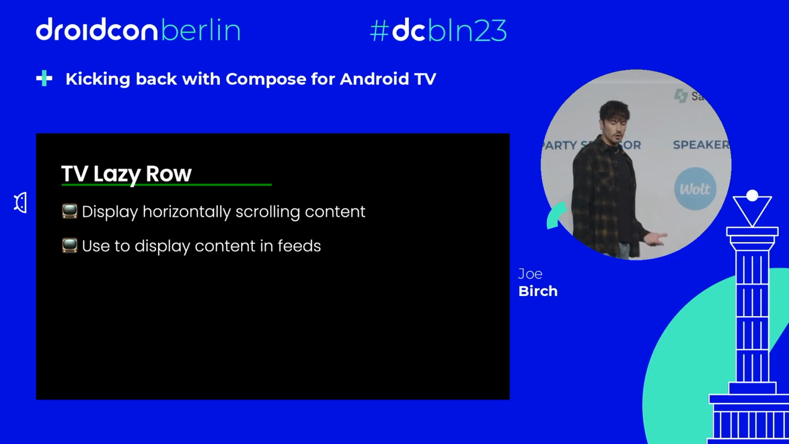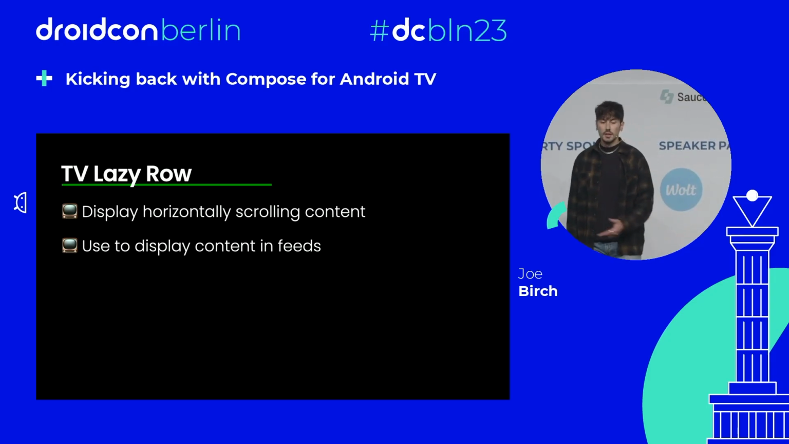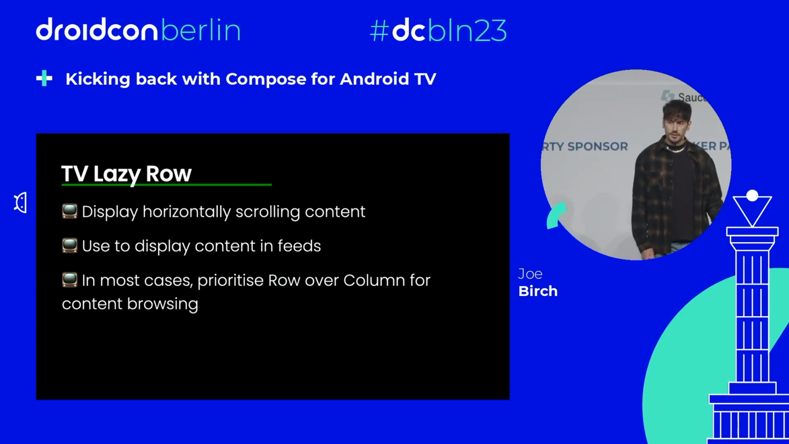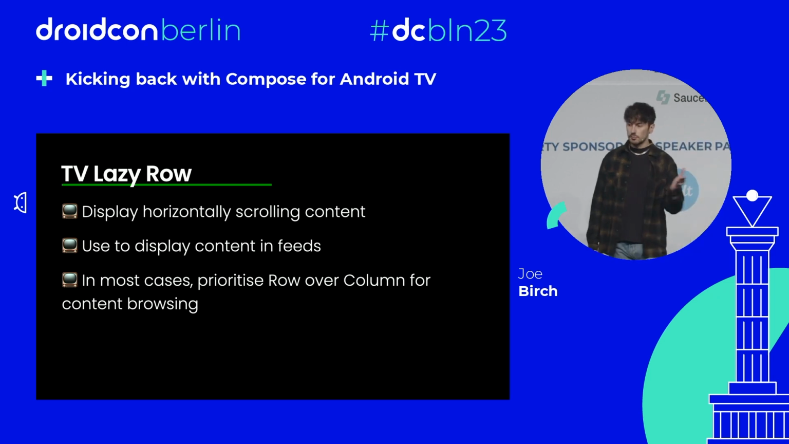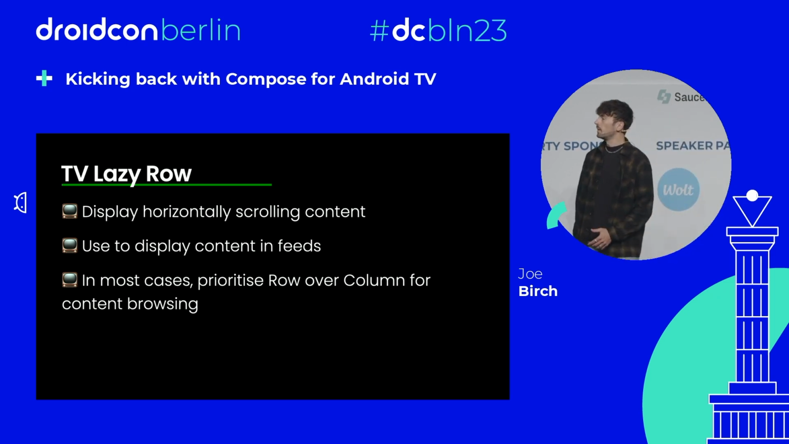So if we're on some kind of home screen, we allow the user to scroll through content and view what's available to watch. In most cases, you're going to be probably using this over the column variants just because it's, again, an expected user behavior and it's what they're used to doing when browsing through content. But there's probably going to be some cases where you can use the columns.